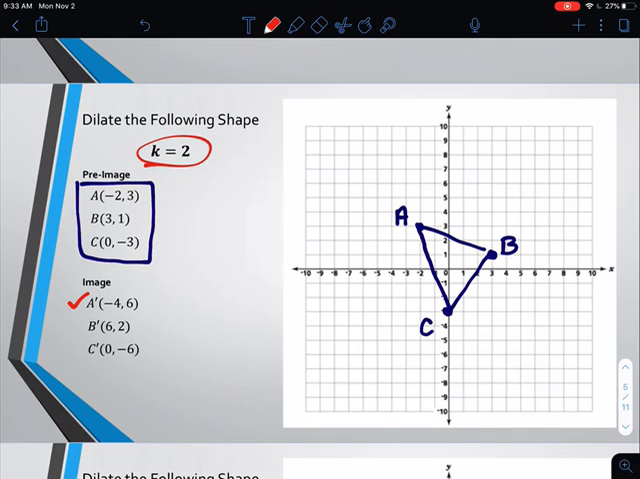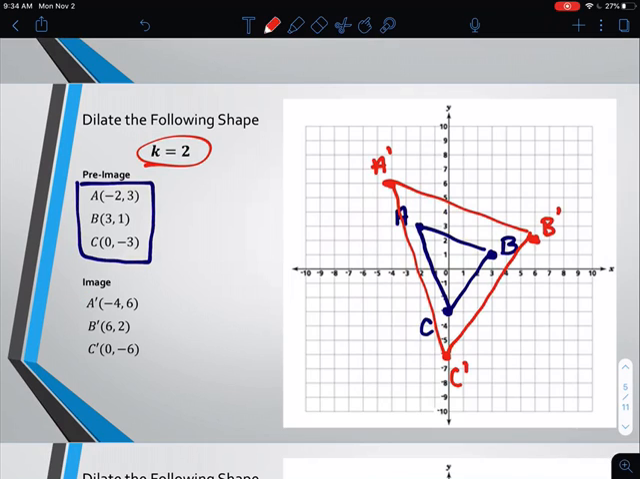So that's where A prime down here, -2 times 2 is -4, 3 times 2 is 6. So A prime goes out to -4, +6. B prime, multiply the 3 and the 1 by 2 and we get 6 and 2. So B prime is at +6, +2. And then finally C prime, 0, -3, multiply everything by 2, we get 0, -6. And so then C prime comes out like that. And so now when I connect my new dots, I end up with my new figure. So then the image, my dilation, would be that A prime, B prime, C prime.